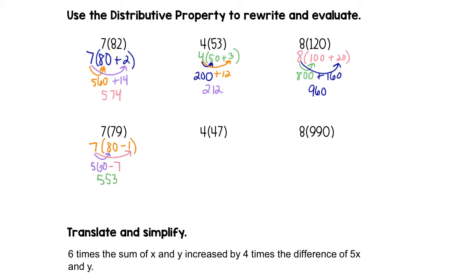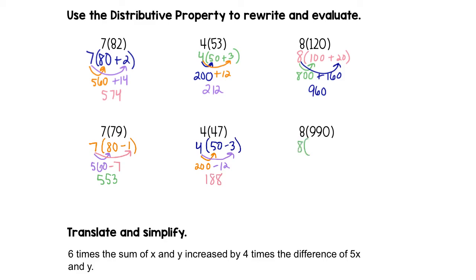Do the same thing for 47. Let's change that to 4 times 50 minus 3. Again, you could make it 40 plus 7. That's fine. This is just another way to think about it. 4 times 50 is 200. And then 4 times negative 3 is negative 12. We subtract those, and we get 4 times 47 is really 188. Last one's for you. Do whichever way feels best for you. Ready, set, go.